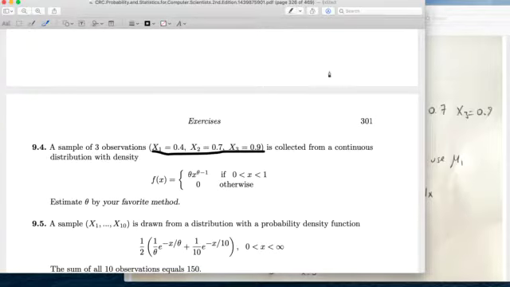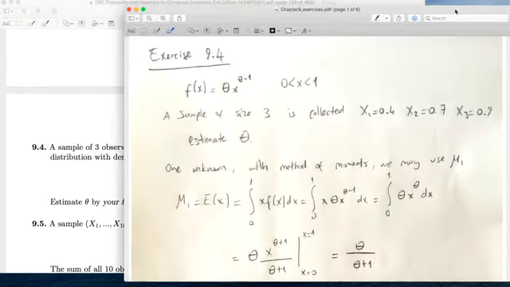Since there is only one unknown here, theta, we can use the first population moment, mu1, which is actually the expected value of x. So mu1 is the expected value of x, and the sample moment m1 is just the average of these sample observations. So we start like this. We have the density, which is theta x to the theta minus 1 given in the question. And so this first paragraph actually just repeats what the question is about.